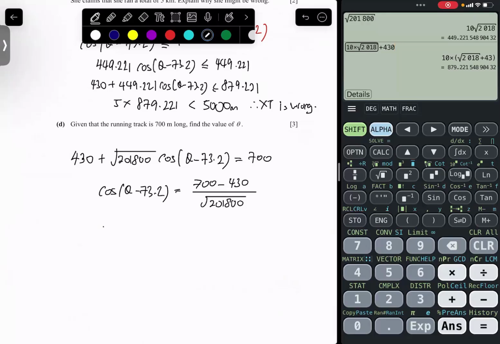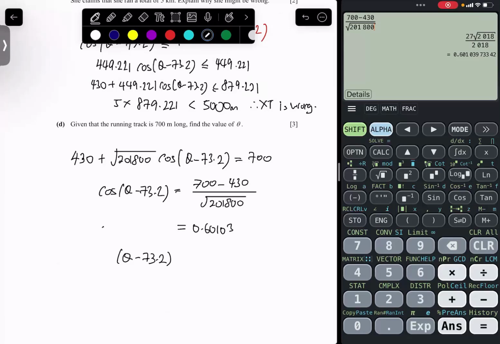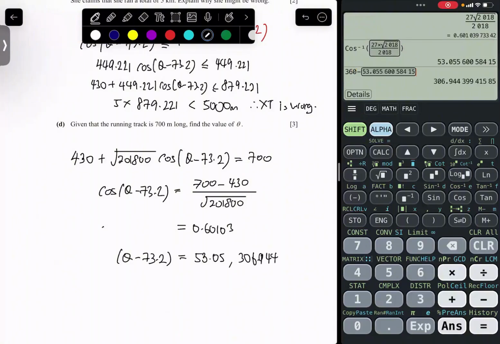So cosine inverse of 700 minus 430 divided by square root 201800 is 0.60103. So theta minus 73.2 equals cosine inverse answer, 53.05, or 360 minus answer, 306.944. However, if I solve for theta, I bring the 73.2 to the right-hand side, and theta will be 53 plus 73, which is 120 something, or 306 plus 70 something, which is also 370 something.